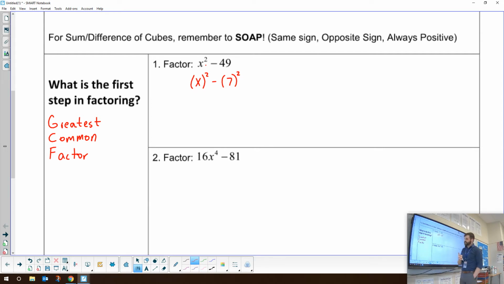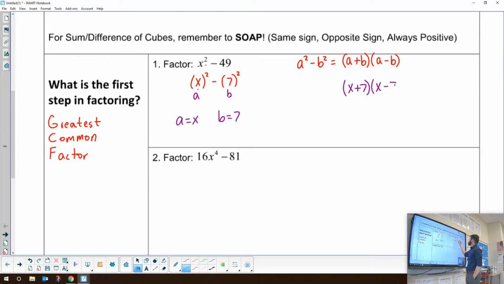Remember what our formula is, okay? Our formula is a squared minus b squared equals, okay, so once we find what a and b are, we can just write our formula. And our formula is a plus b times a minus b. So in this particular case, my a is x, and my b is 7, okay? So I can just plug this into this formula. So my answer is going to be x plus 7 times x minus 7.